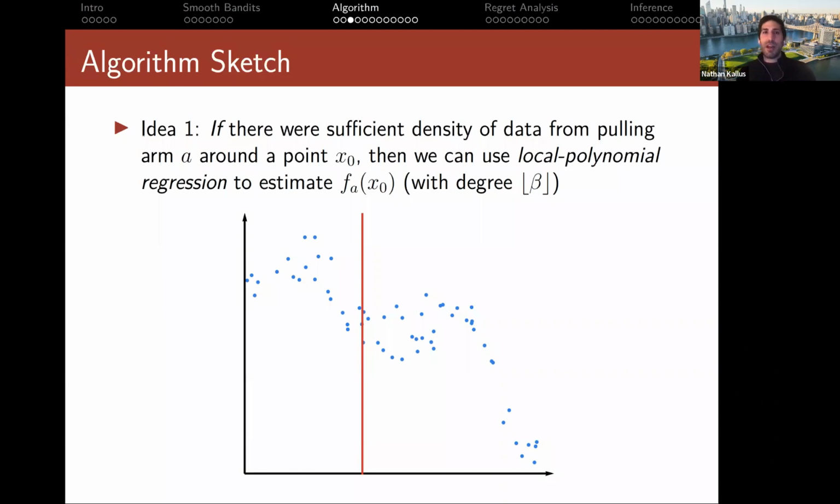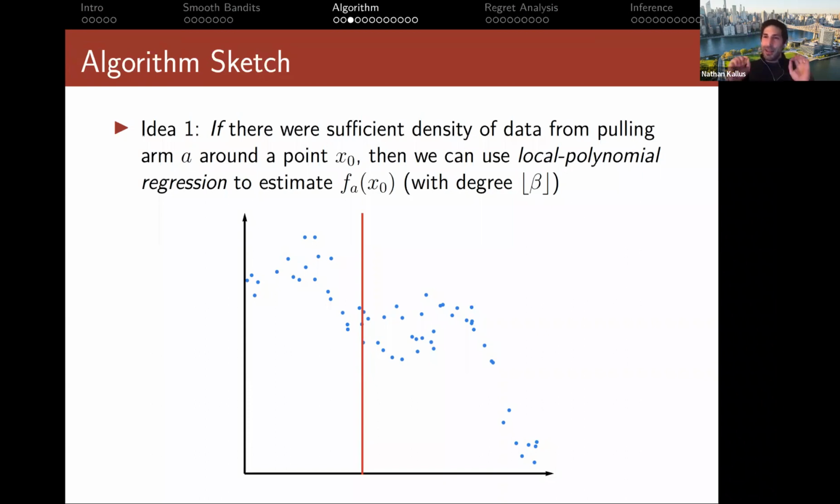So the first idea of how we might design a good algorithm is recognizing that underlying this problem is some sort of non-parametric regression. In particular, these functions are smooth. So these conditional expectation functions that we're trying to learn, they're smooth.